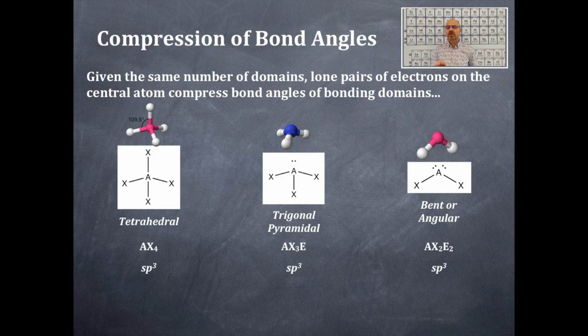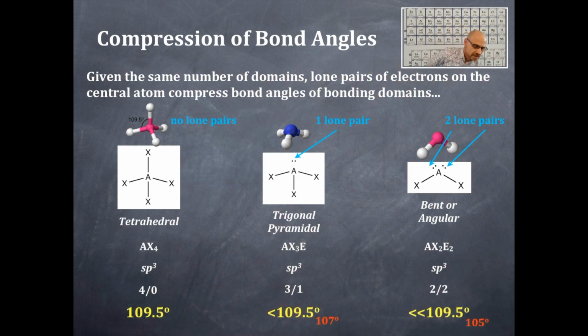They are all sp3 hybridized. That means they have four domains, and you can see that right here. The tetrahedral is 4 bonding, 0 non-bonding. The trigonal pyramidal is 3 bonding and 1 non-bonding on the central element. The bent or angular is 2 bonding and 2 non-bonding on the central element. The key part is that the tetrahedral structure has no lone pairs, the trigonal pyramidal structure has 1 lone pair, and the bent or angular structure has 2 lone pairs. And what happens is you have a compression of bond angles, a squeezing of the bond angle.